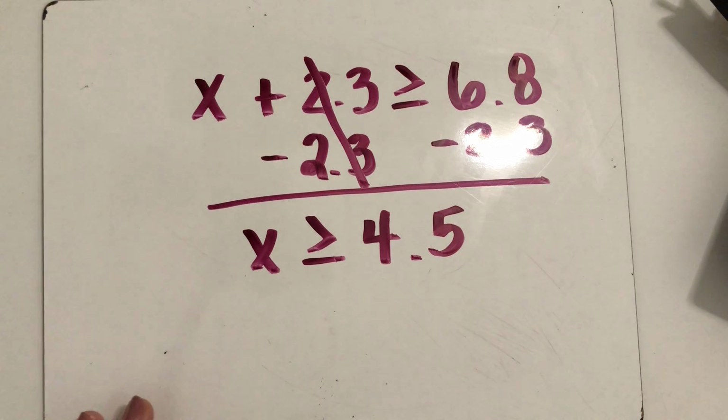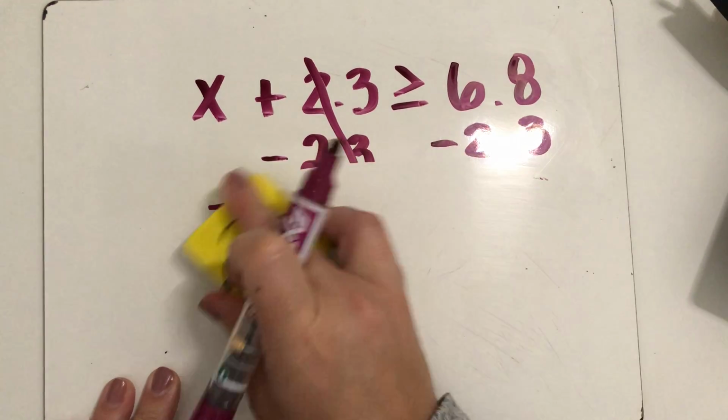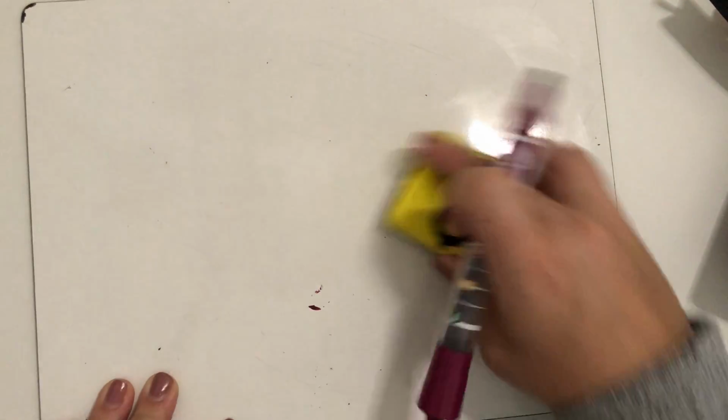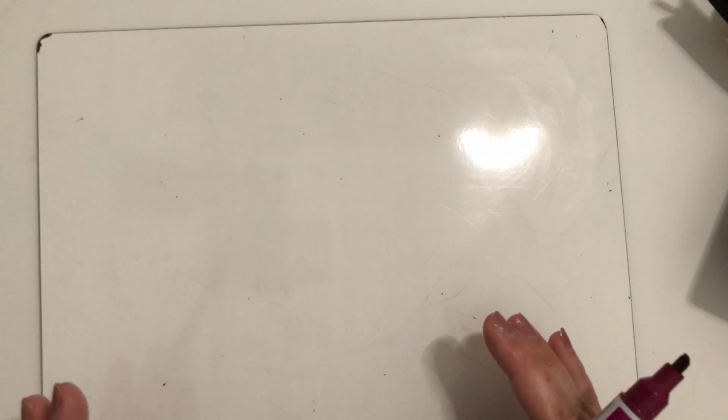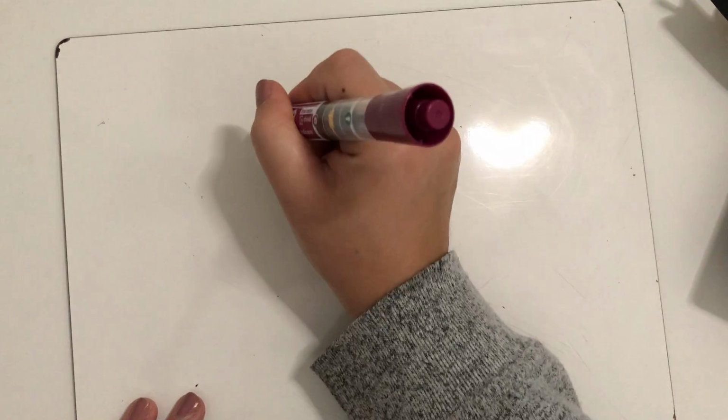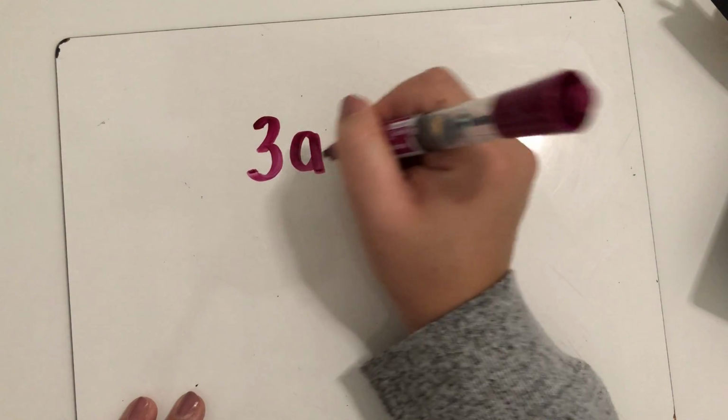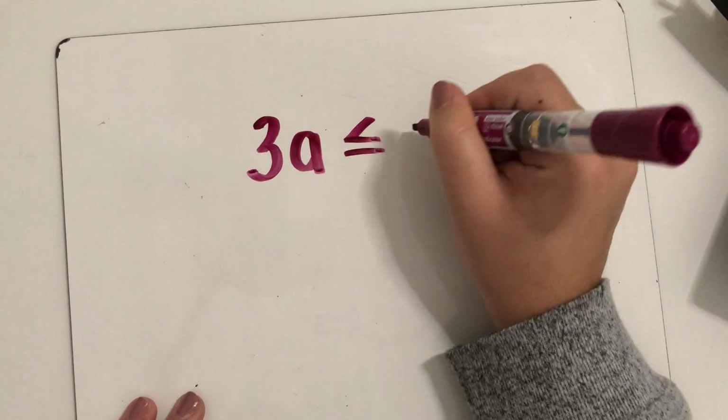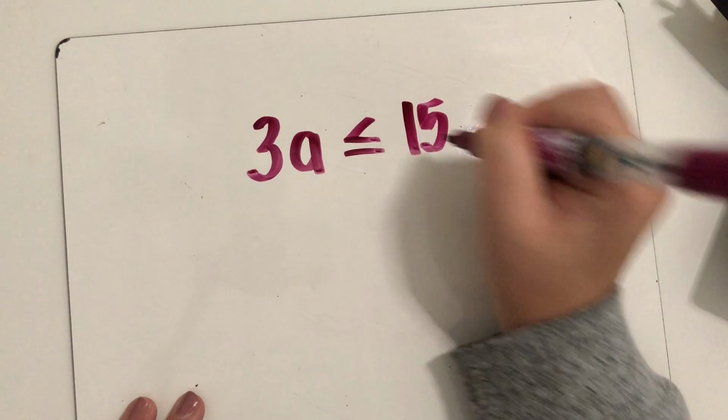Now, let's go ahead and go into 2.3, which is the last lesson we'll go through for today. And that's going to be your multiplying or dividing solving inequalities, okay? So we're going to do a couple examples. So we have 3a less than or equal to 15.